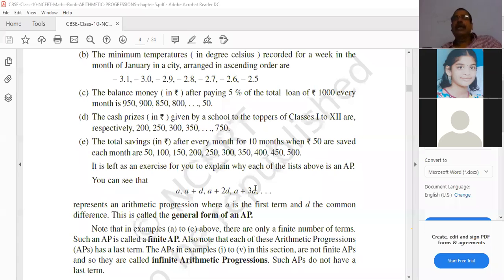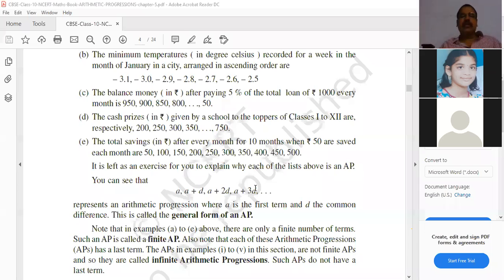Very good. Next, a20 is a plus 19d. a50 is a plus 49d. Like this, if you generalize, the nth term of an AP is a plus n minus 1 of d. an equals a plus n minus 1 of d. Here a means the first term, d means the common difference, and n means the number of terms the series has.